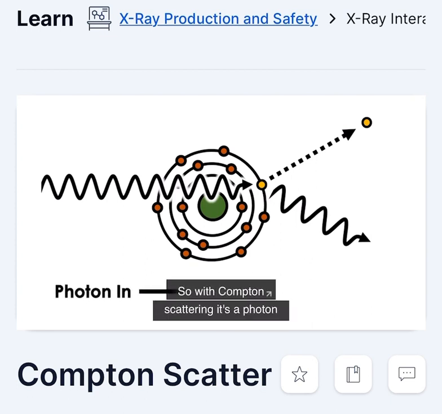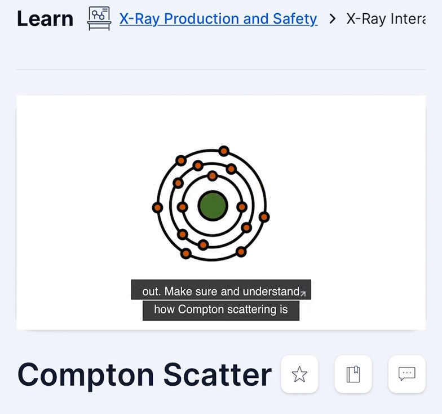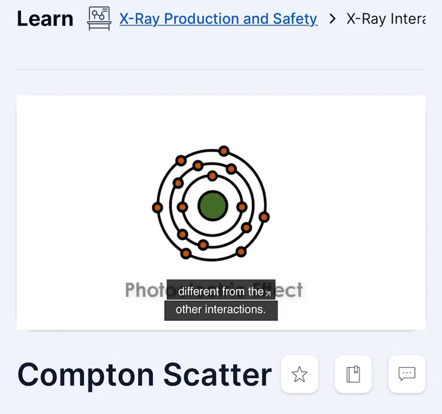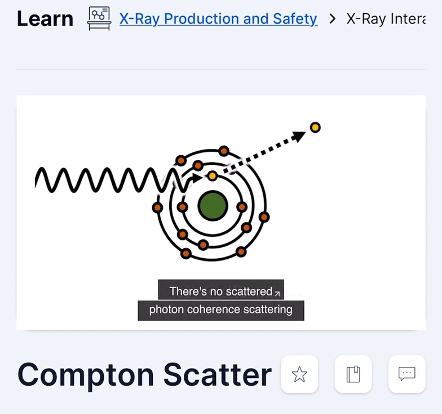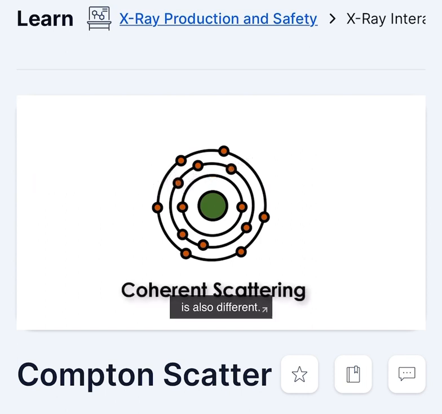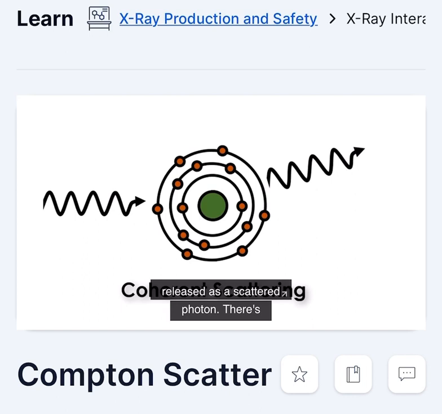So with Compton scattering, it's a photon in with an electron and a scattered photon out. Make sure and understand how Compton scattering is different from the other interactions. With photoelectric effect, this interaction takes place in an inner shell electron, and it results in only an ionized electron. There's no scattered photon. Coherent scattering is also different. This occurs when the incident photon interacts with the entire atom. The energy of the photon is temporarily absorbed and then released as a scattered photon. There's no ionization, no free electron, and no biological harm.